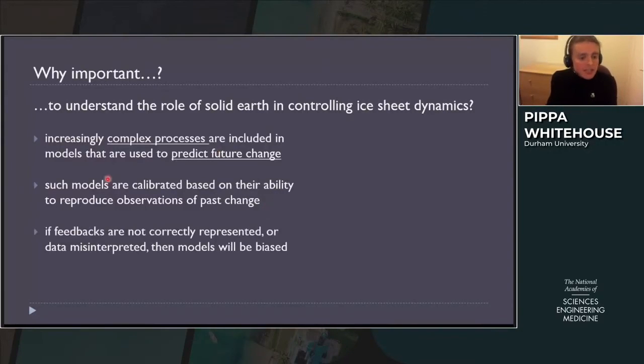If we are tuning these models, we need to make sure that we've represented the processes right in the models. And we also need to make sure that we've interpreted the data correctly that we are then using to tune the models. If we don't do that, then we can end up with biased models. I'll just bring you back to the first point up there, that these models are being used to predict future change. If we overtune the models with the incorrect processes to some data that we don't fully understand, then we're going to end up with biased predictions. So hopefully that's a little piece of motivation for why we're digging into some of the details here.